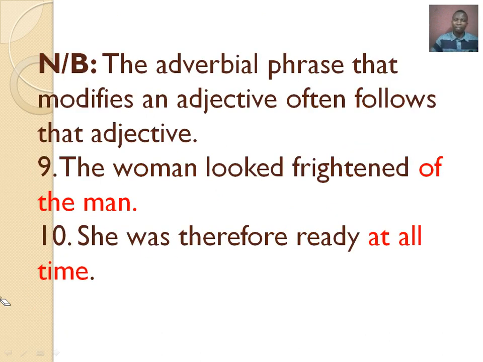Note that adverbial phrases that modify an adjective often follow that adjective, as the 2 examples on the screen show. The woman looked frightened of the man. She was therefore ready at all times. Frightened is an adjective, ready is an adjective. Of the man and at all times are adverbial phrases that qualify the adjectives frightened and ready respectively. So that's a very good point to note.